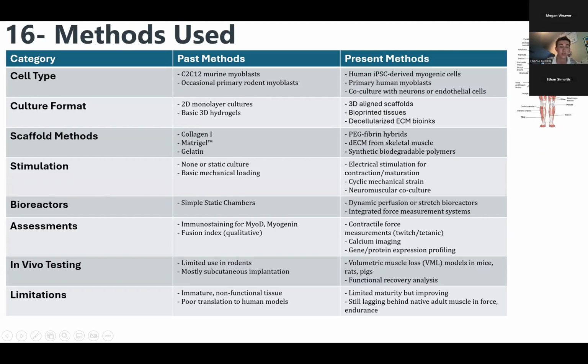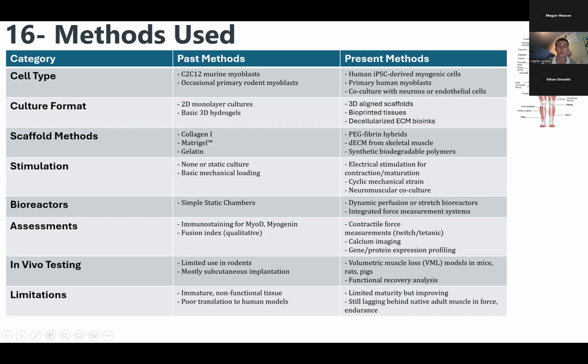We're looking at bioreactors. You're going from static chambers to now more dynamic perfusion or stretch bioreactors to really mimic what these muscles are going through in our body every day. And then really the last one, which I think is important, it's been a hot topic with ethics within biomedical engineering: the limited use of animals or rodents for these types of testing. Now you're doing these volumetric muscle loss models in vivo, but not with the use of animals as well.